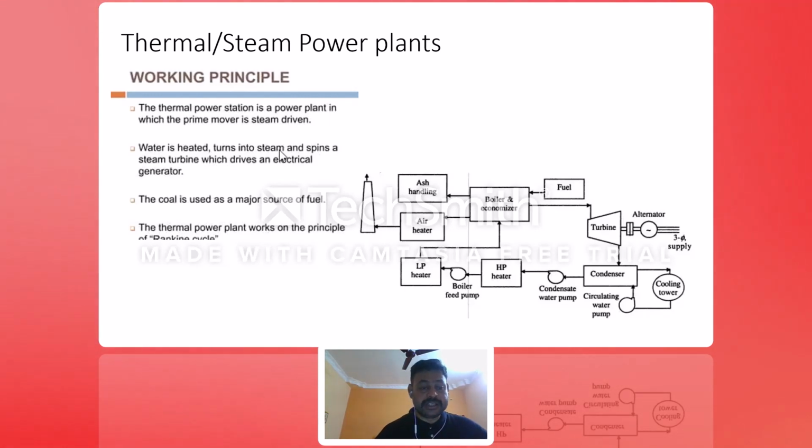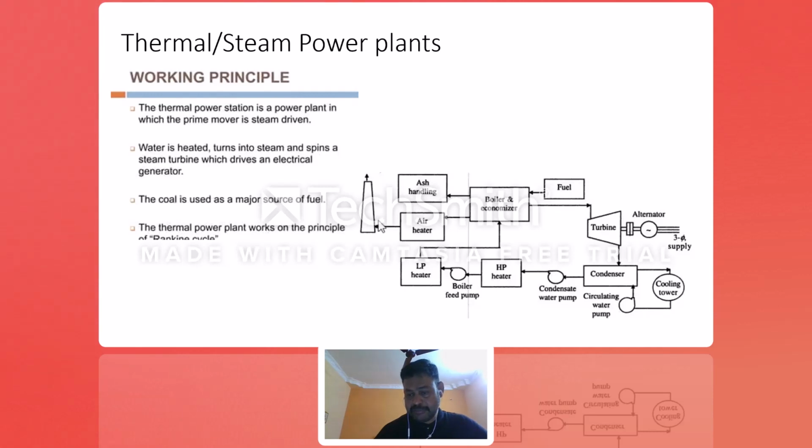Water is heated, turned into steam, and spins a steam turbine which drives the electrical generator. Coal is used as a major source of fuel. The thermal power plant works on the principle of the Rankine cycle. Anyway, the Rankine cycle is not part of our syllabus, so we will just look at the layout of the thermal power plant.